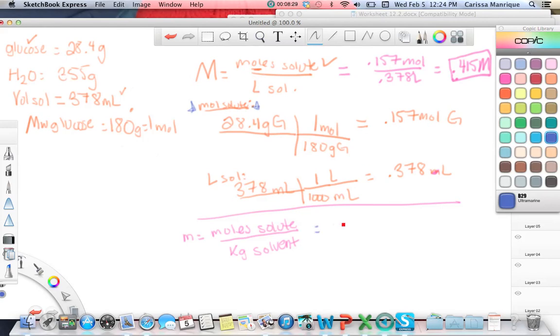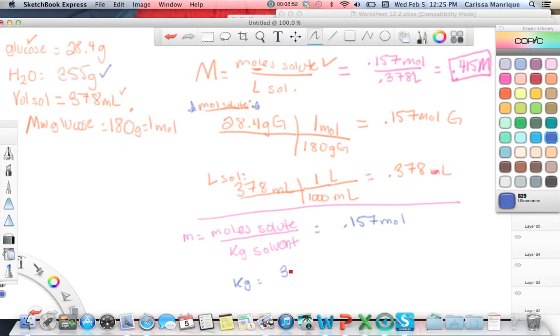So I can put over here 0.157 moles, because we already calculated that. We don't have to do it again. But we do need kilograms of solvent. Okay, so we have up here, we have water, which is our solvent. That's what's doing the dissolving. Okay, we have 355 grams, but we need it in kilograms.